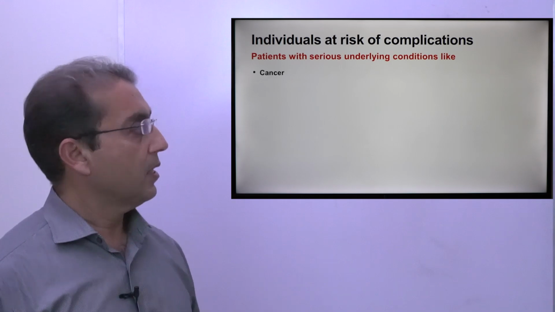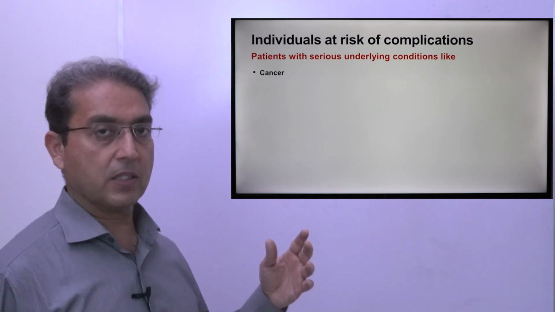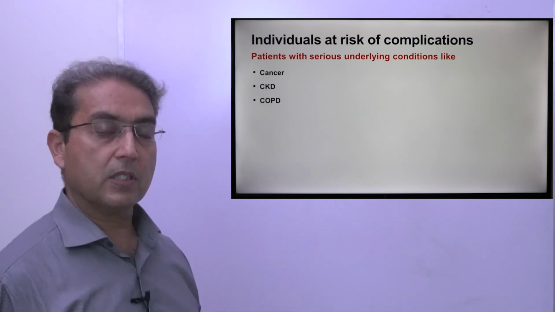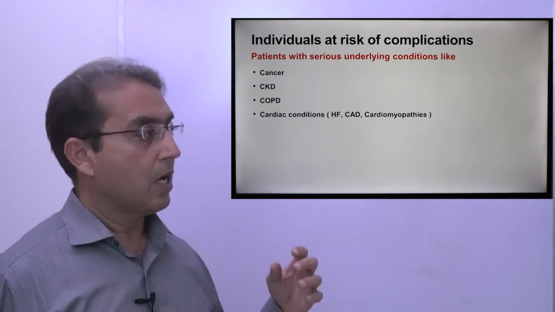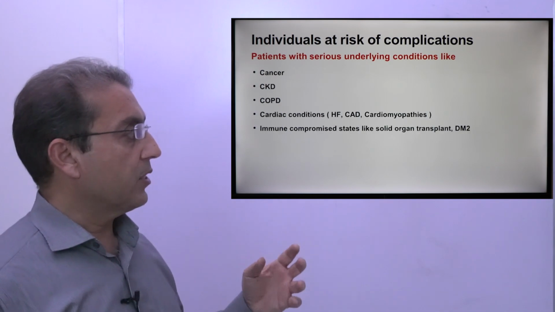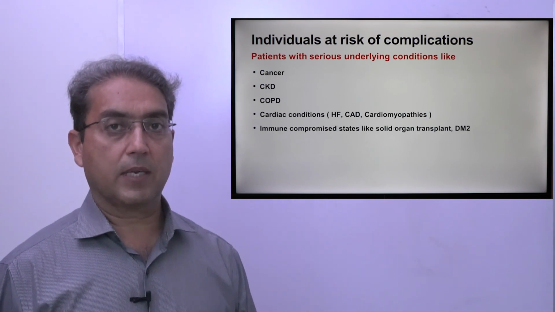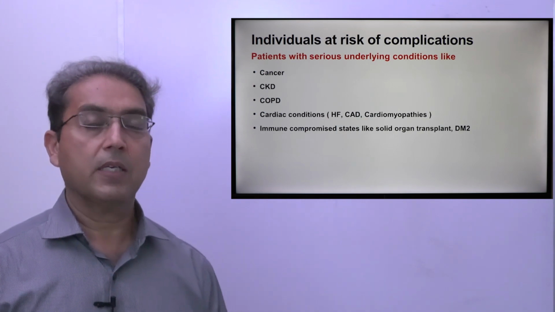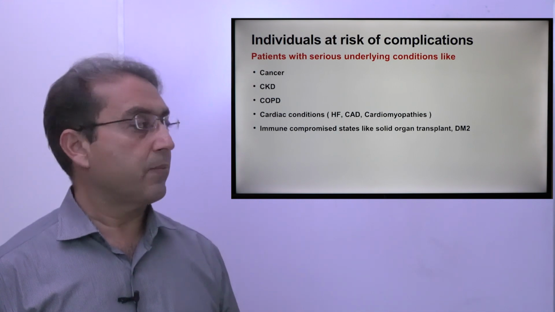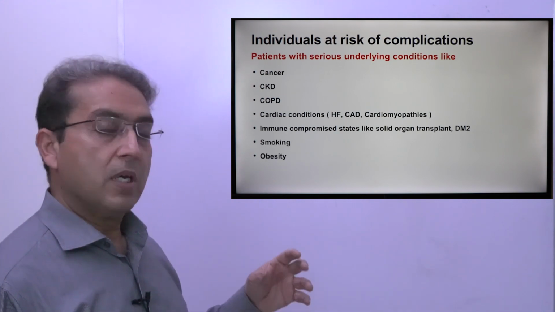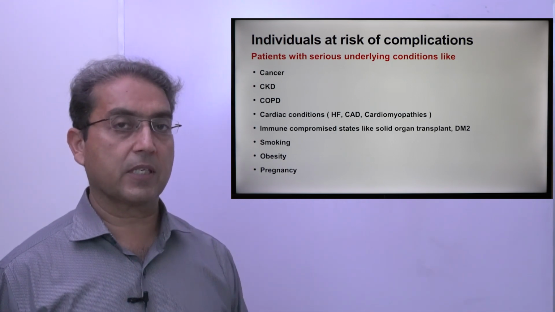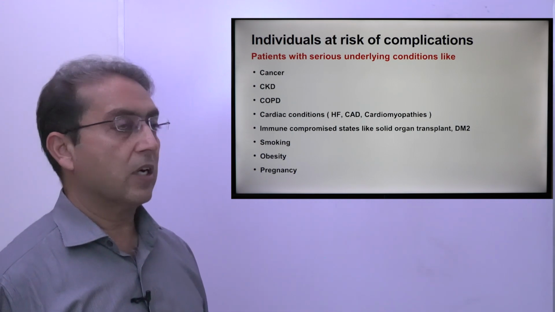The comorbidities may be cancer or malignancy, chronic kidney disease, or chronic obstructive pulmonary disease. The patients who are having heart conditions like heart failure, coronary artery disease, or cardiomyopathies. And patients who have received solid organ transplants, these patients are on immune compromising drugs. Then patients who are type 2 diabetics, smokers, obese patients, pregnancies, a vulnerable situation, and patients who've got sickle cell disease, they have increased chances of having complications.